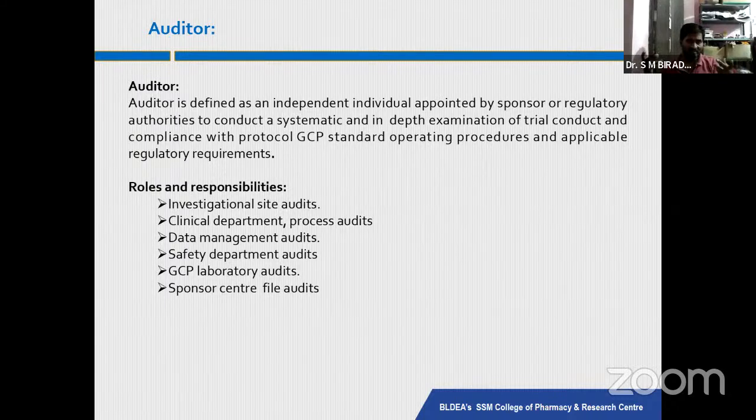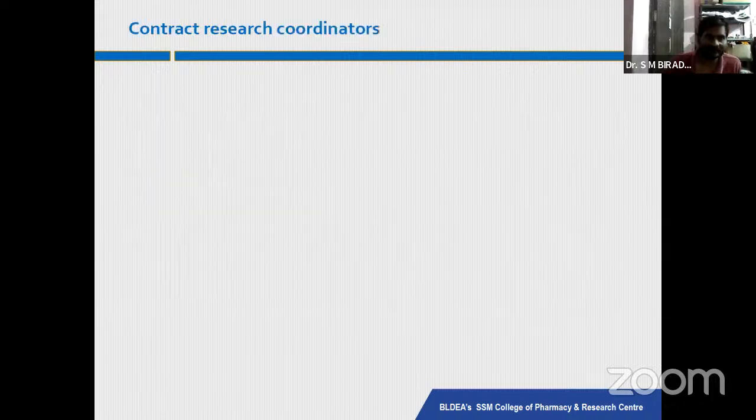The sponsor central file audit means that suppose they have done all the trials and got good results, they may go for patenting. For that, all the files should be audited. Before they present their file for patenting, it should be audited by the auditor, ensuring that all the data and documents are correct. That is the main importance of the auditor.